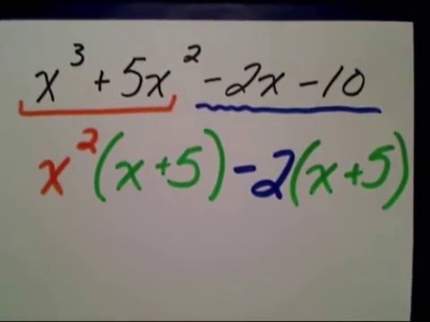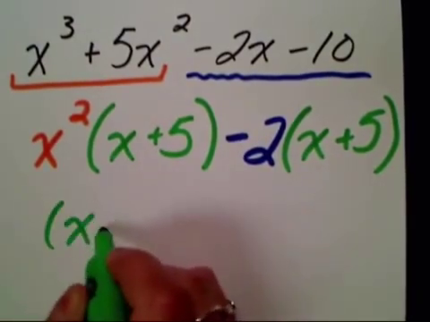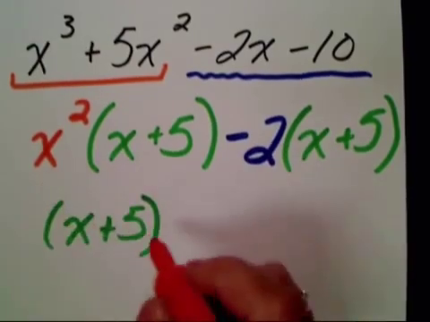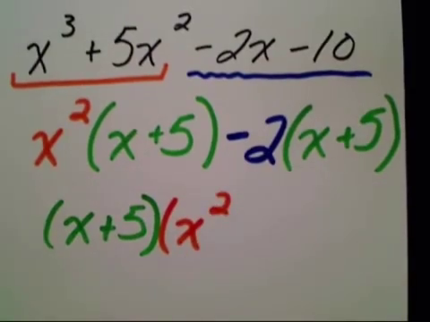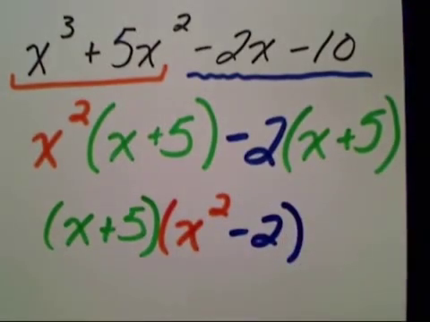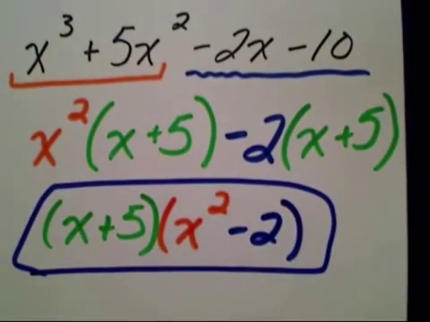Okay, so now we can take that next step and say, what's common now? Keep going with your factoring and say, x plus 5 is what's common in both. So I'm going to pull that out and see what I'm left with. The first term I'm left with x squared. The second term I'm left with is -2. Can't go any further on that one, so we're all done.